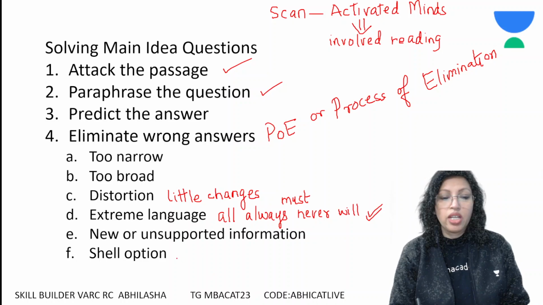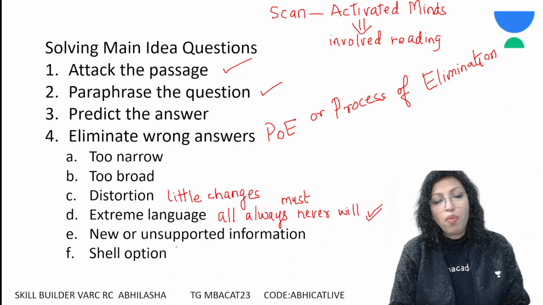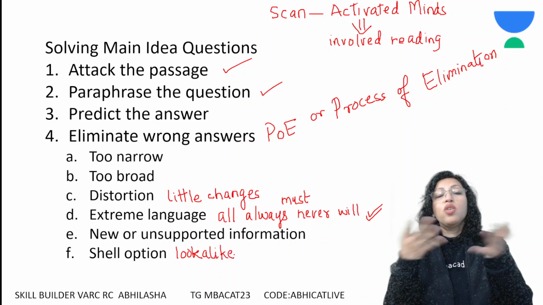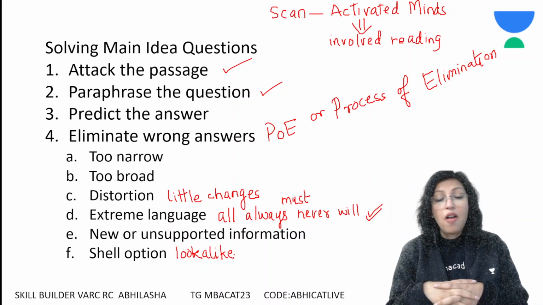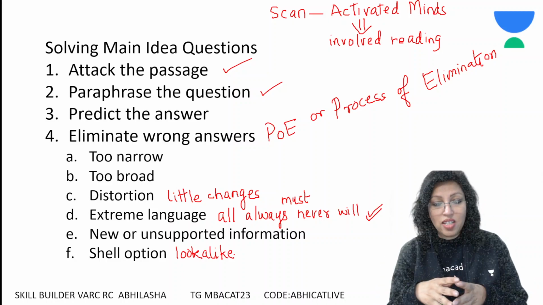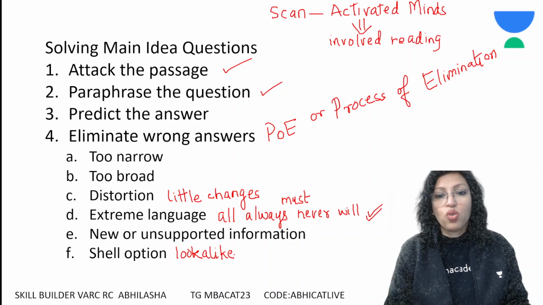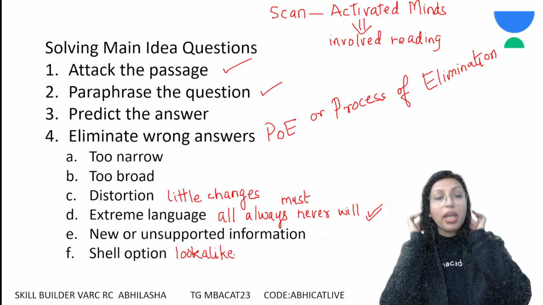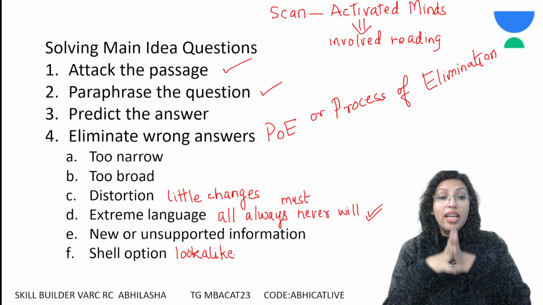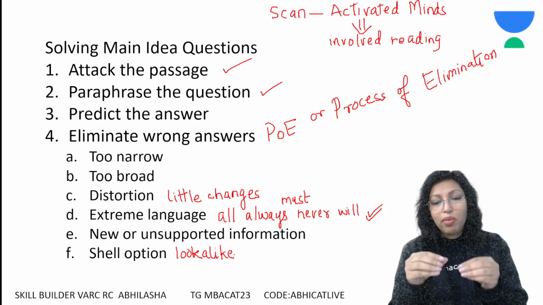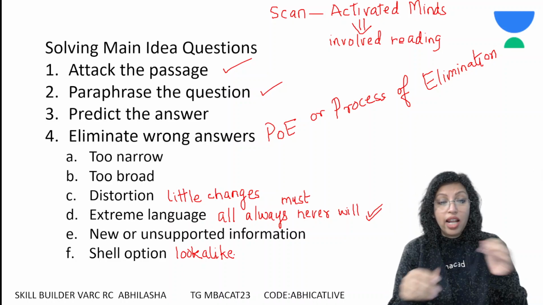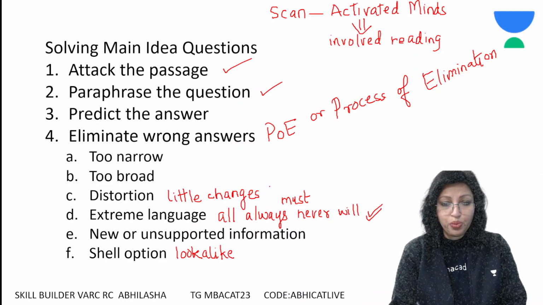And then the shell option. What is a shell option? A shell option is a look-alike. Okay. What do I mean by a look-alike? It uses the same words, the same keywords, the same statement from the passage, but it is not the right answer. So it looks very close to the right answer. It looks very close to the main idea. You get the feeling when you read this that yes, this is going to be the main idea. But it's not, because it's actually very similar but not the right answer. So the shell option is very important here too.